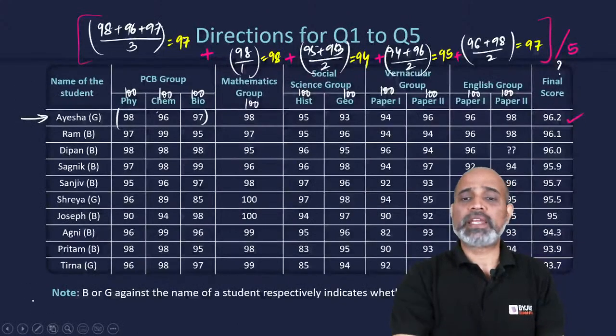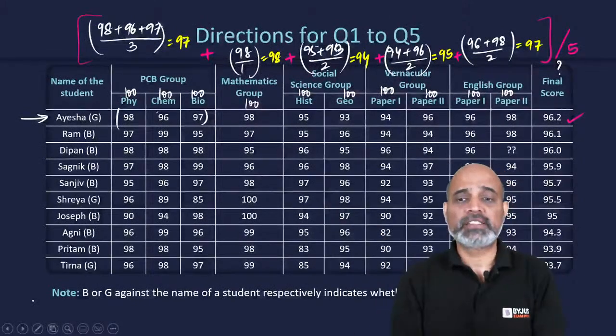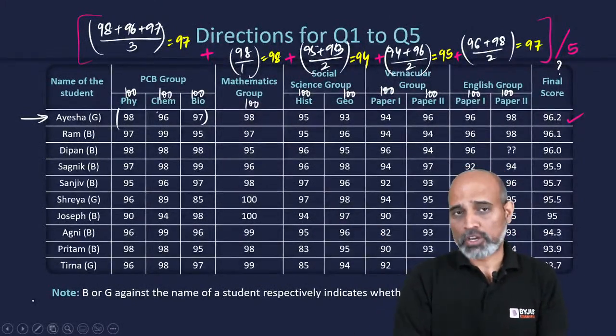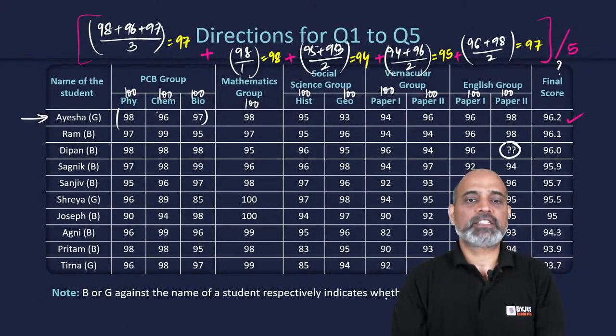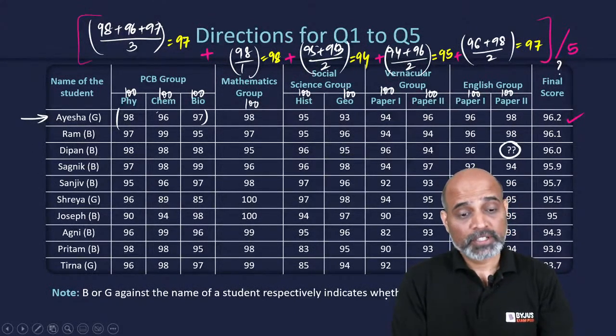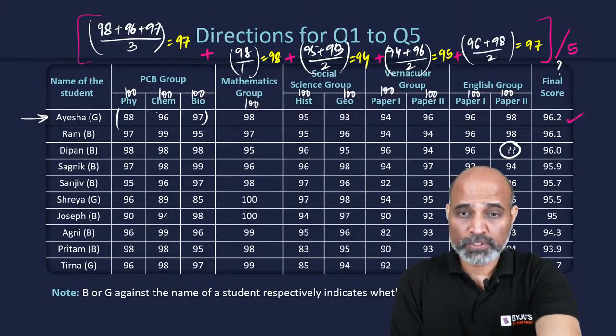And this has been calculated for a lot of students. I mean, it is already given for every student actually. For one person, for Deepan, this part is missing. So this is not mentioned, right? So there are 2 question marks for this.